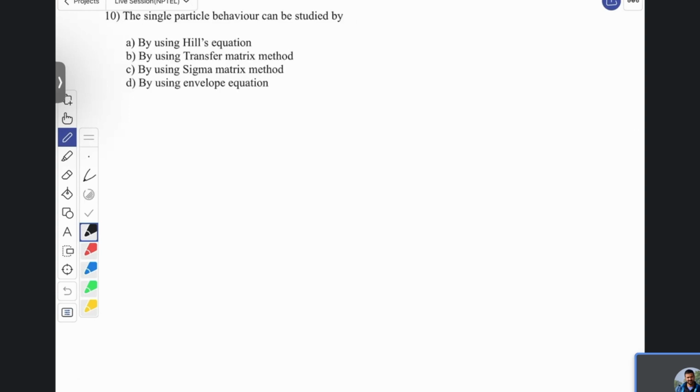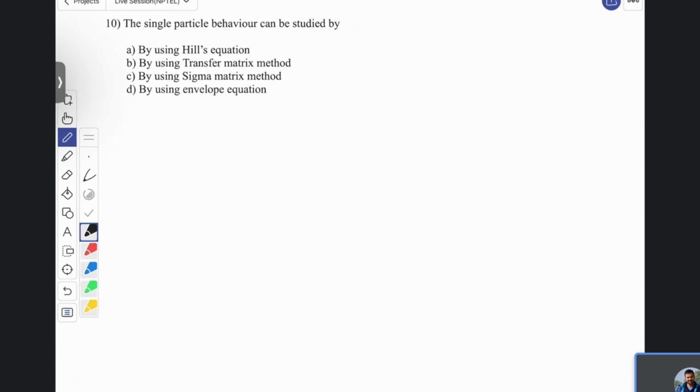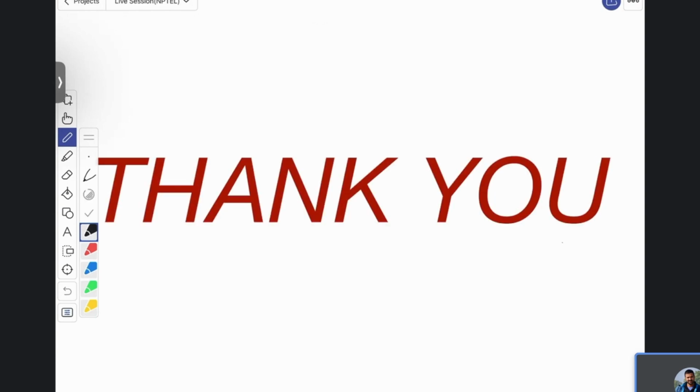Moving to the next problem. Single particle behavior can be studied by. I just mentioned we can use Hill's equation, and Hill's equation is the same as the transfer matrix method. So these two methods. The envelope equation, I showed, is for a beam, and the sigma matrix is also for a beam. So for a single particle, A and B are true. Okay, so this is all for today.